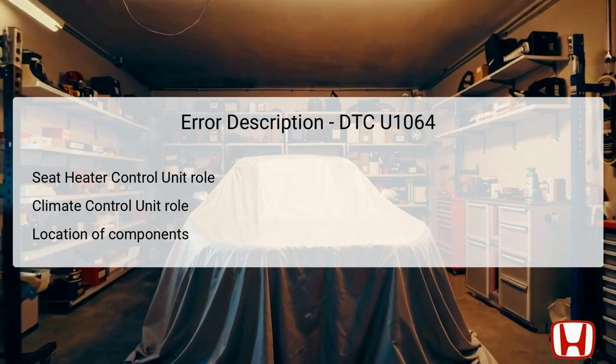In the Honda Odyssey, the seat heater control unit is typically located within the seating system, while the climate control unit is situated in the center console or dashboard area. The successful communication between these two units is critical to functioning seat heaters. If communication fails, it can lead to discomfort for the passengers, especially in colder weather.